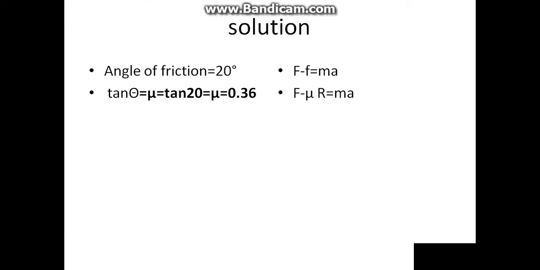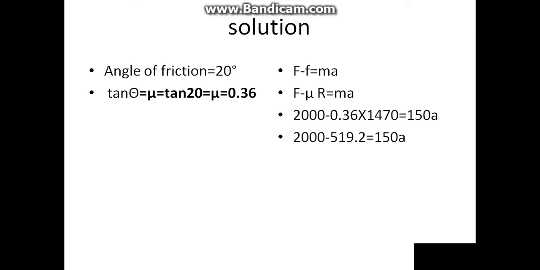In the values, the frictional force is 2000 Newton. Then mu, which is 0.36, times the normal reaction, that is the force that is keeping the body on the horizontal plane, which is 1470 Newton, which is now equal to mass, which is 150, times acceleration, which we are looking for.